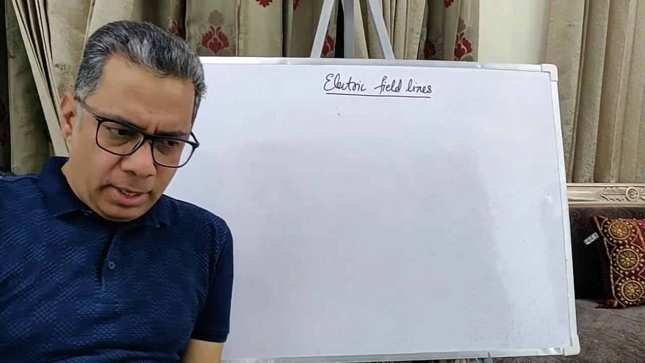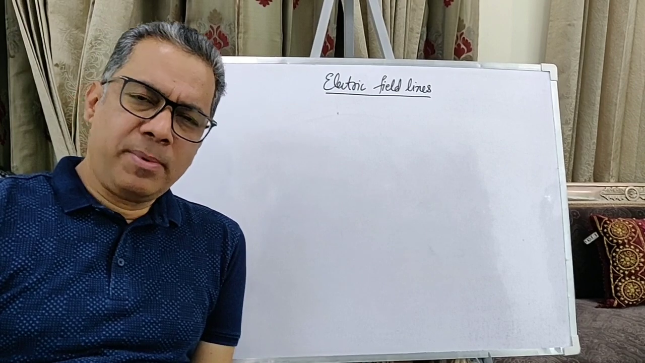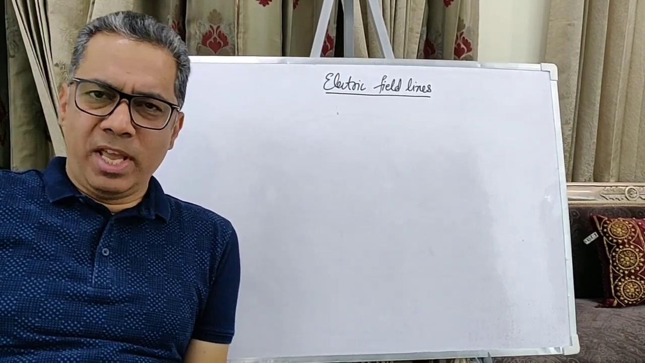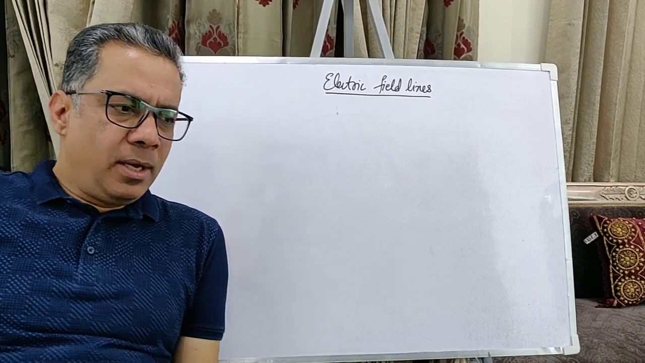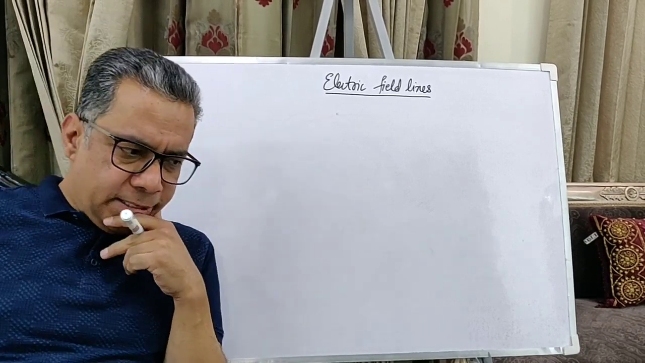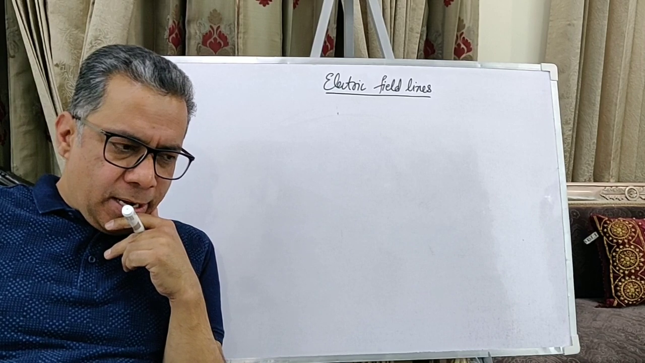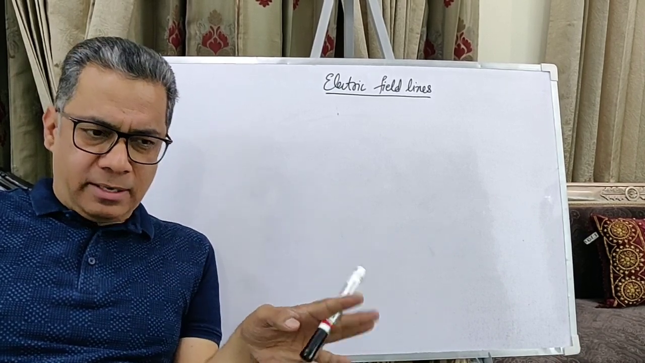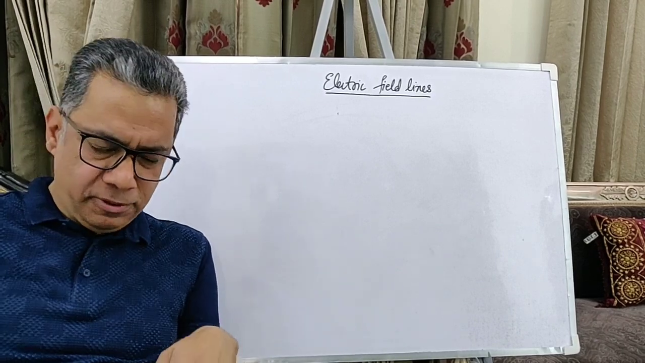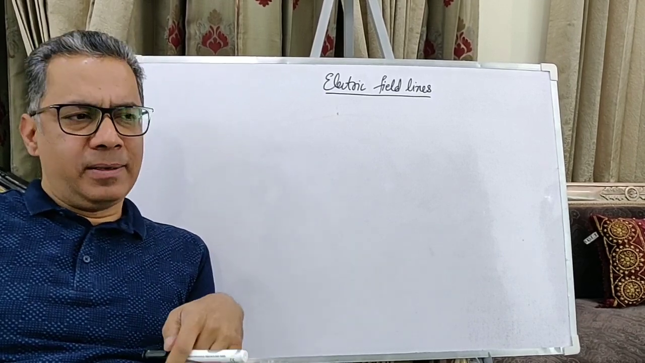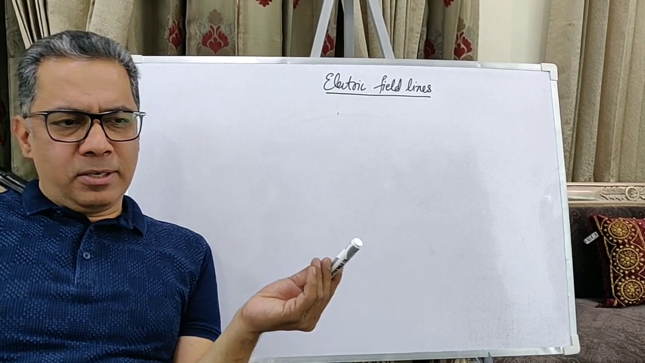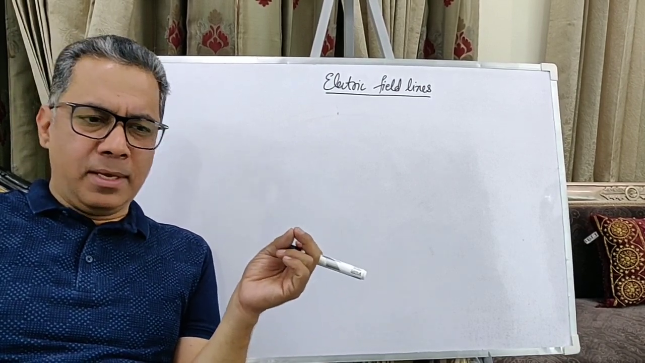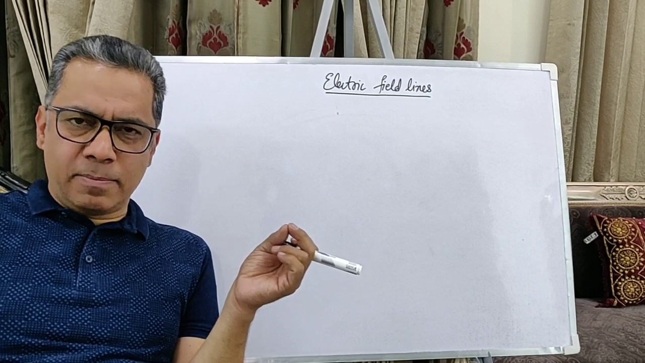Now what are these lines really? I mean what are they, or how do we imagine these lines? Now these electric field lines are actually imaginary lines. Now they need not be straight, they can be curves, and these are all lines, the tangent to which at any point gives the direction of the electric field at that point.